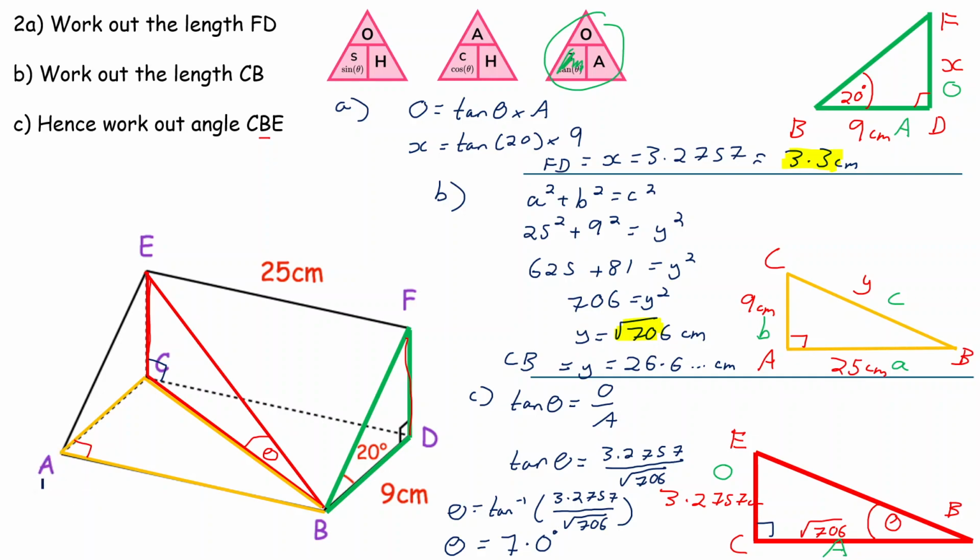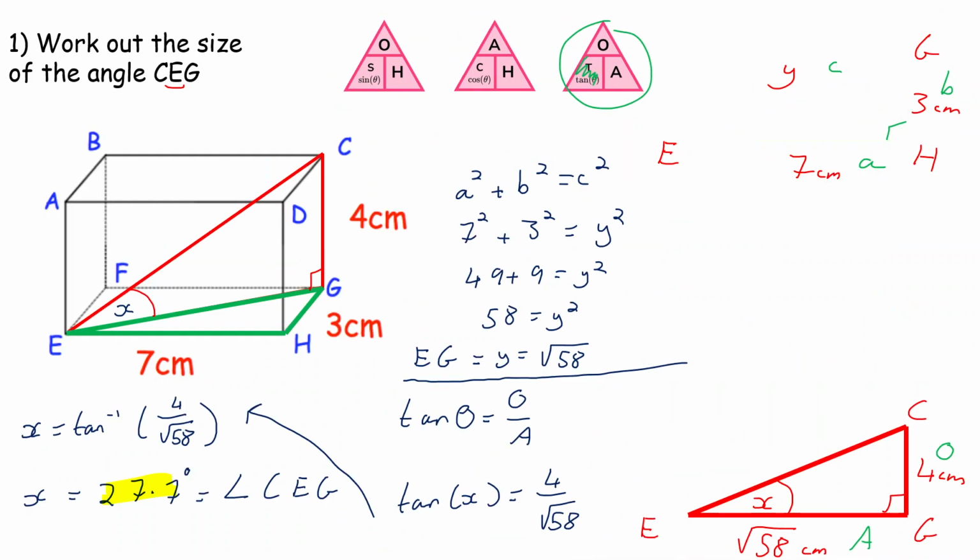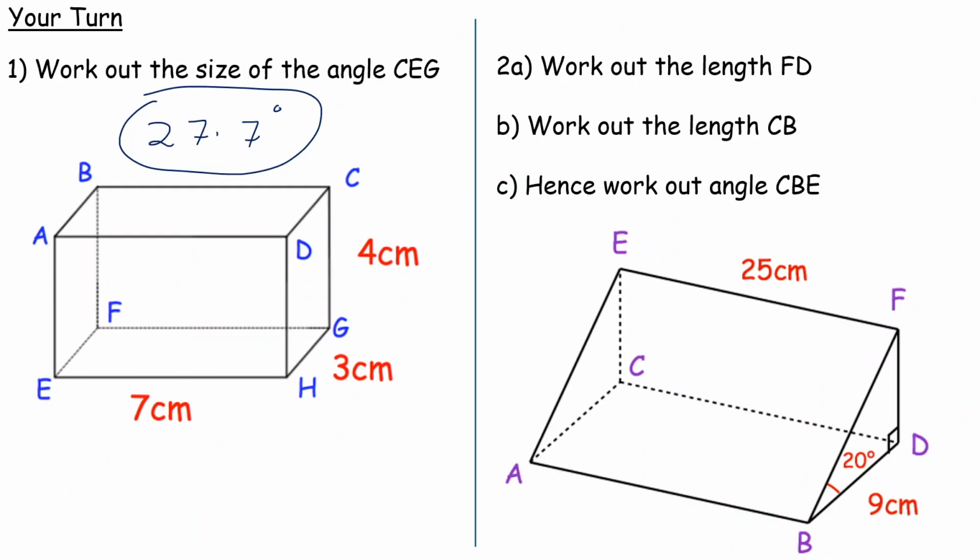So this is our final answer. This angle, which I've called theta, angle CBE. Let's make that really, really clear. Angle CBE is equal to 7 degrees. So I'm just going to put this into our answer box. So 3.3 and root 706 and 7. And I've already put in 3.3 and root 706.